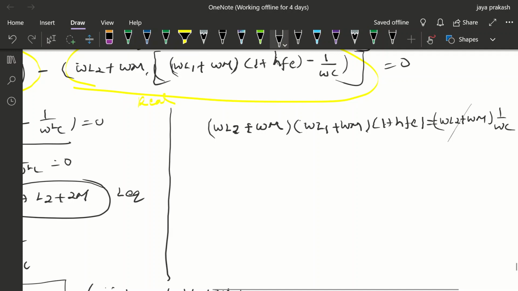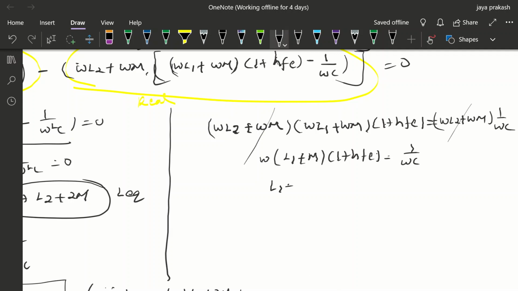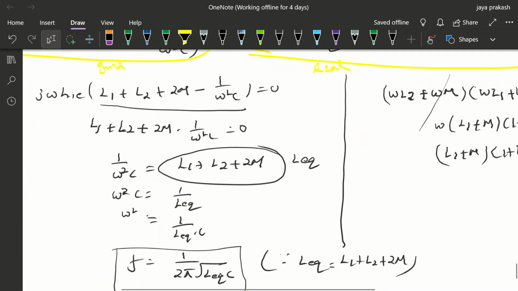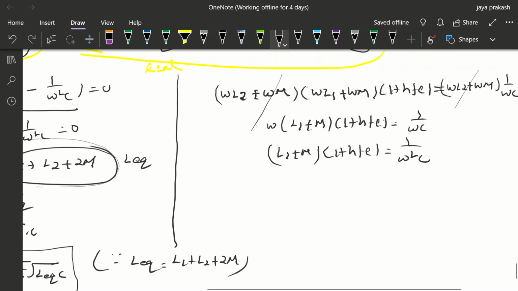Okay, so this omega L2 plus m, this omega L2 plus m will get cancelled. So omega, if I take common this one, L1 plus m into 1 plus HFE is equal to 1 upon omega c. So this is equal to what? L1 plus m into 1 plus HFE is equal to 1 upon omega square into c. So 1 upon omega square c we just derived. 1 upon omega square c is equal to what? L1 plus L2 plus 2m, right?